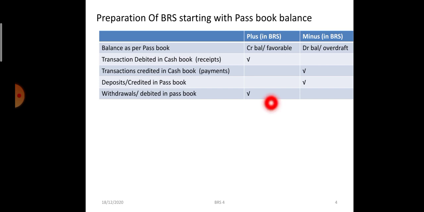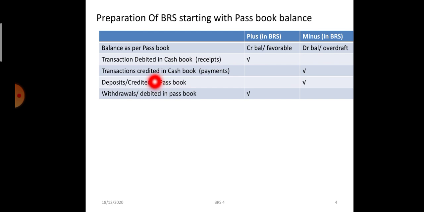Now, when passbook balance is given, how to prepare BRS? If passbook's credit balance is given, that means a favorable balance, we will write it in the plus column. And if overdraft or debit balance is given, we will write it in the minus column. Since we have to find out the cash book balance, all the adjustments will be done according to the cash book. If an entry is added in the cash book, in the BRS we will add it, and if in the cash book it is deducted, payment is done, we will write it in the minus column.